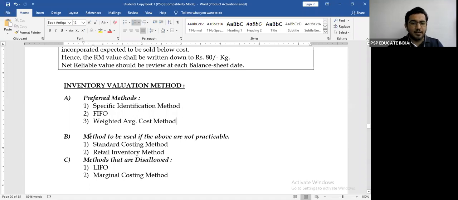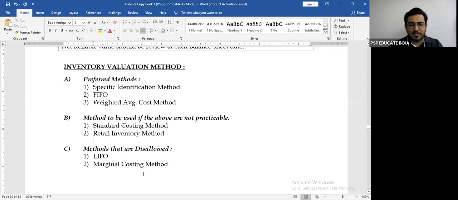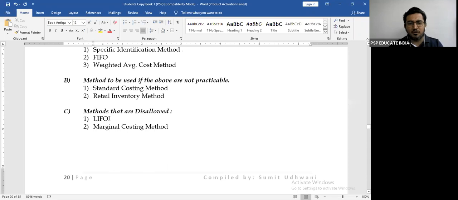Next point, method to be used if the above are not practicable. So if the above are not practically possible to comply with, then you can follow the standard costing method or the retail inventory method. Methods that are disallowed, meaning the methods that you cannot use, are LIFO and marginal costing method. So you cannot ever use the LIFO method or the marginal costing method. Are you getting it? These two methods you cannot use.